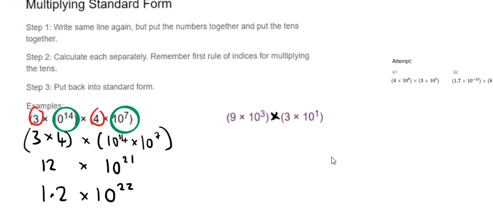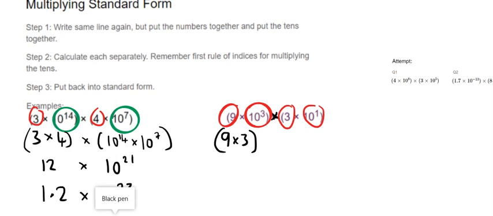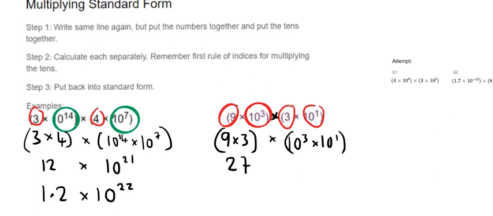Second question then. Again, I'm going to take the two numbers, the 9 and the 3, and put those together, so 9 times 3. Then I'm going to take the two 10s, the 10 to the power of 3 and the 10 to the power of 1, and put those together: 10 to the power of 3 multiplied by 10 to the power of 1, keeping my times in the middle. So 9 multiplied by 3 is 27, and 10 to the power of 3 multiplied by 10 to the power of 1 would be 10 to the power of 4.